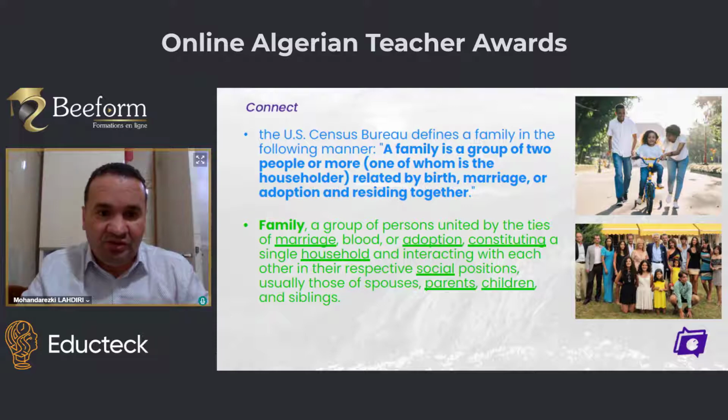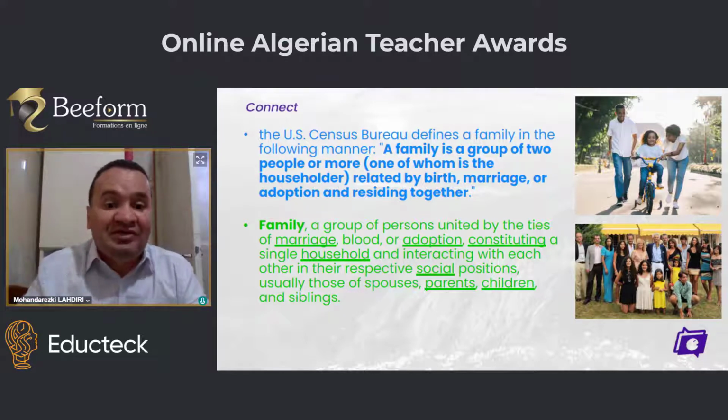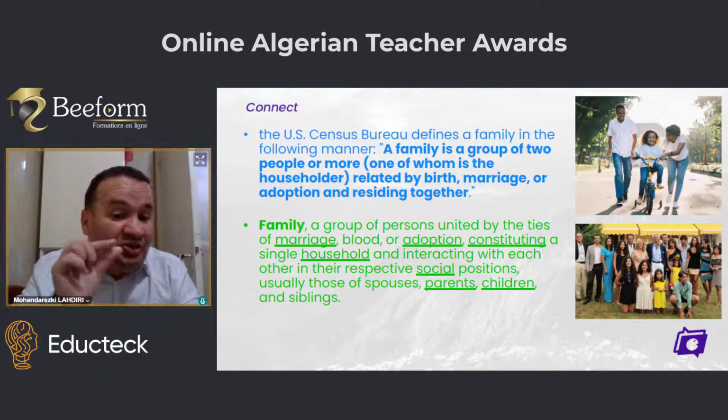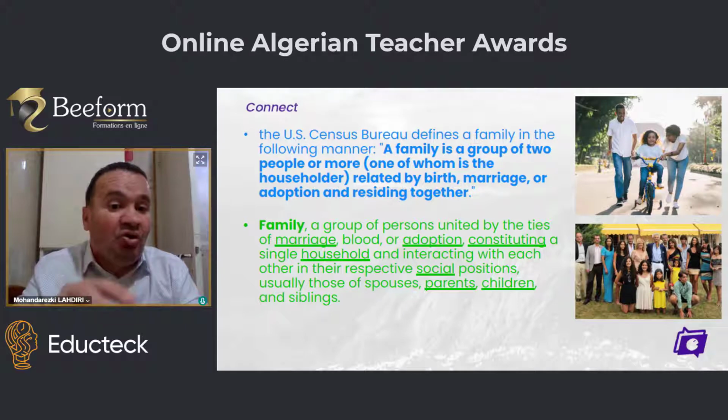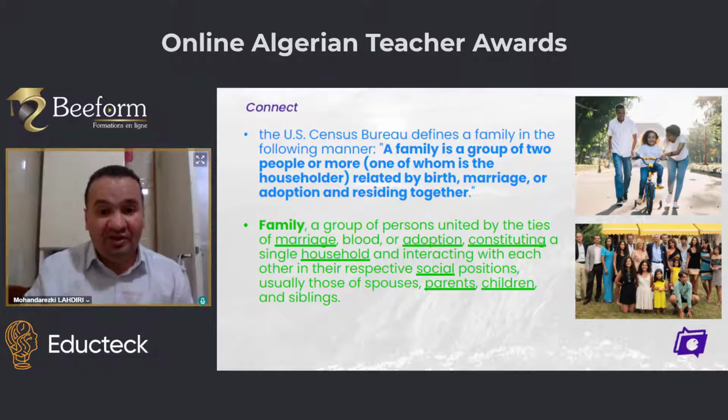Right, just a minute. Yes, so here I said the family is a group of people or more, one of whom is the householder, related by birth, marriage, or adoption, and residing together. Here, residing together means shelter. Here, adoption, if we see the word adoption, there is no blood link. And we have marriage. That means adoption here is not the result or the outcome of marriage. And we have birth, which is something related to the word family.